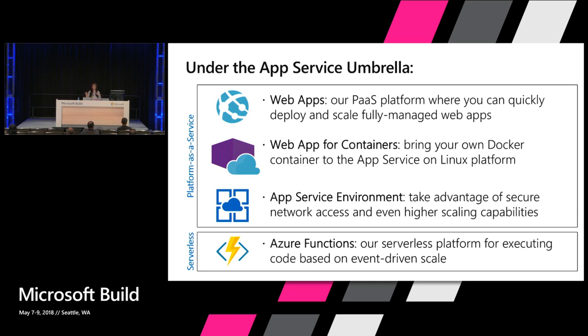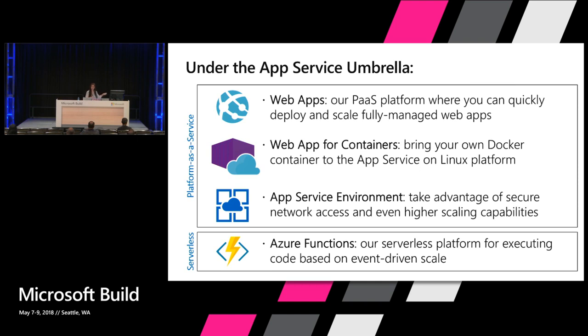Next, we have our app service environments. For customers who are interested in security and compliance and really need that extra layer of isolation, app service environment is an environment where you can deploy your web apps into. So you can take advantage of the secure network access features, you can deploy your app into a VNet, and you can actually have even higher scaling capabilities. You can scale up to like 100 VMs on an app service environment.